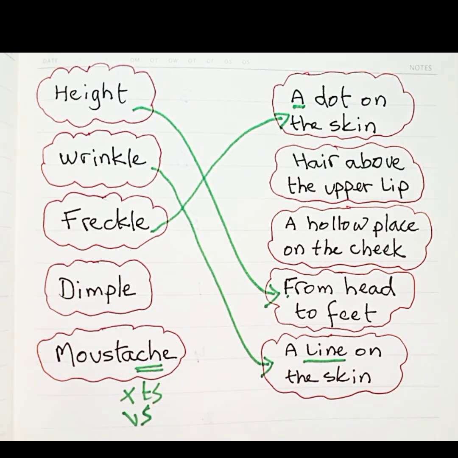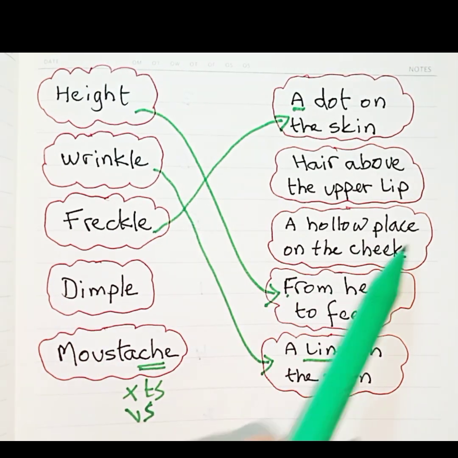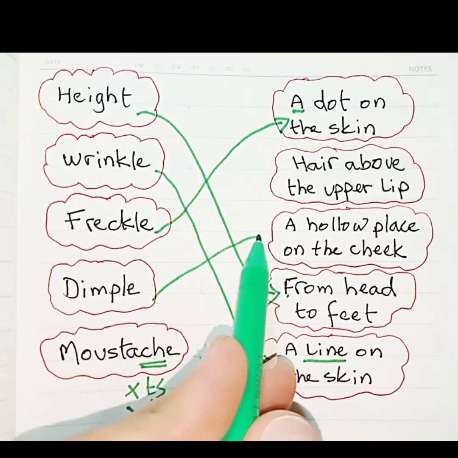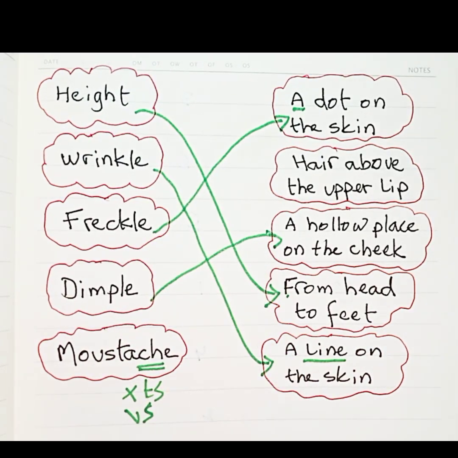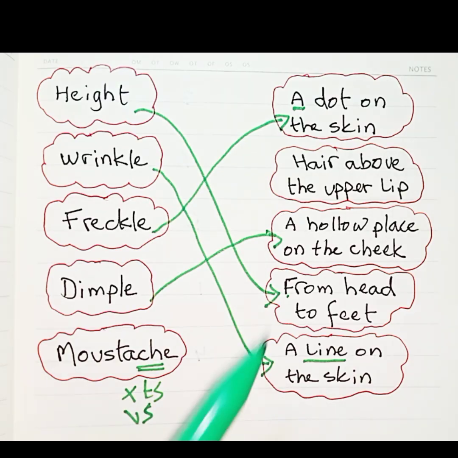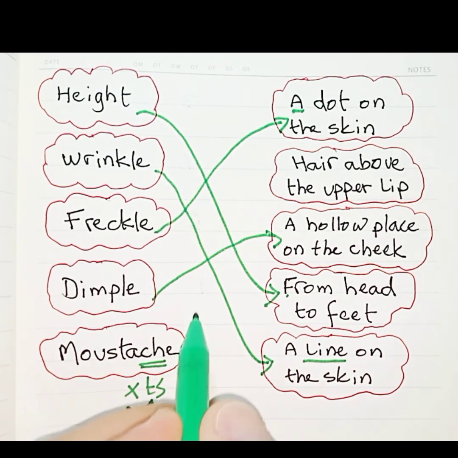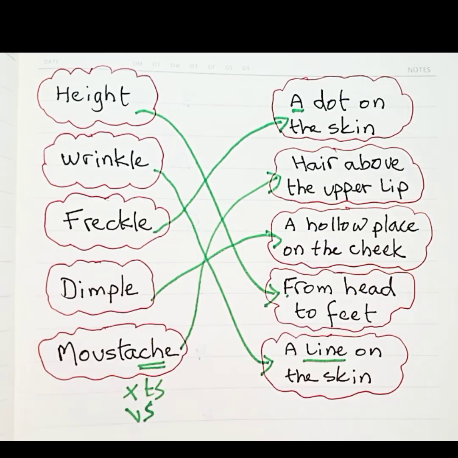Dimple is a hollow place on the cheek. You know, when babies, parents, they press on the cheek. Mustache is the hair above the upper lip.